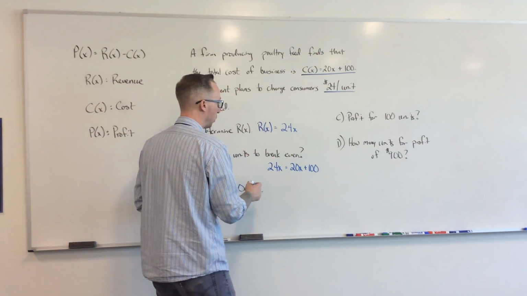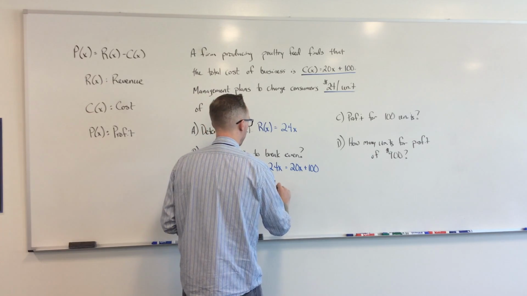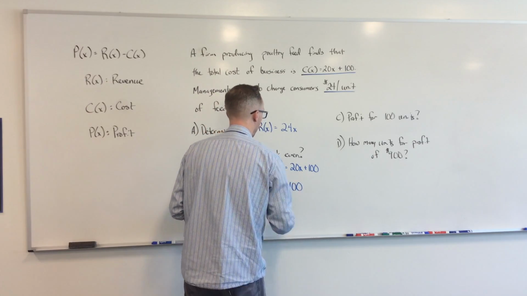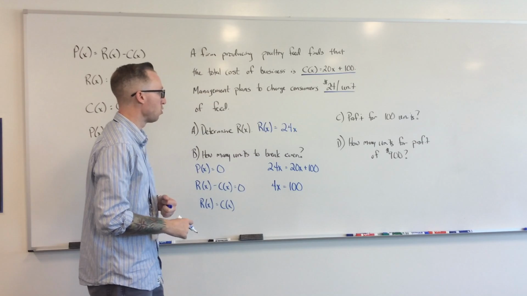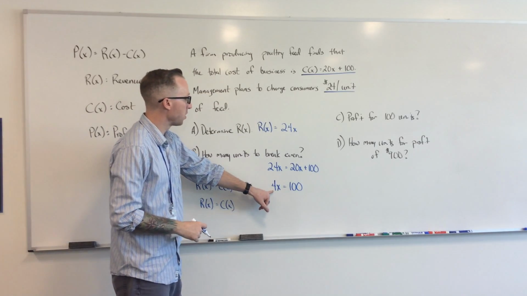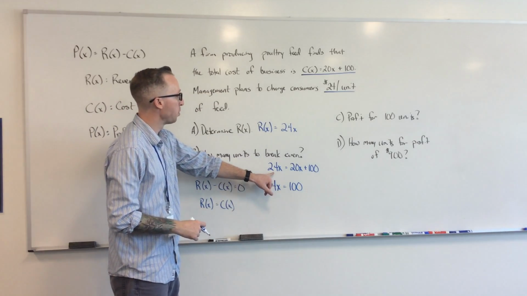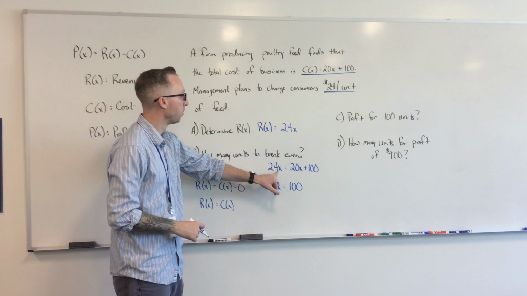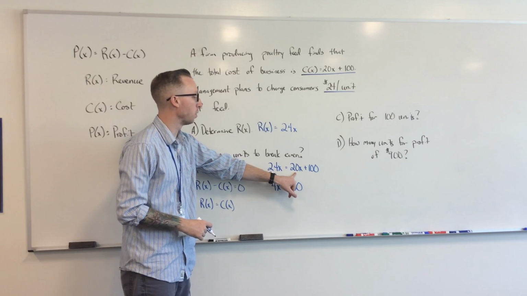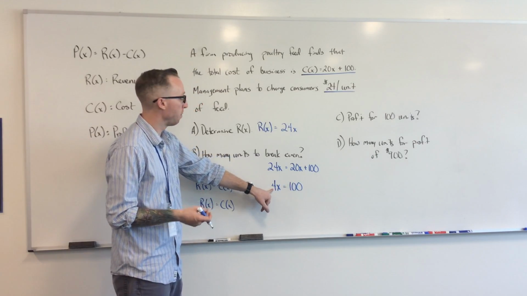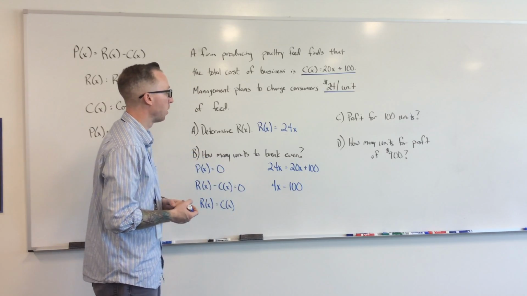So pretty simple here, subtract 20X from either side. We're left with 4X equals 100. This 4 is the marginal profit. I'm bringing in $24 per item. I'm spending $20 per item. So my net profit, my net marginal profit, is $4 per item.